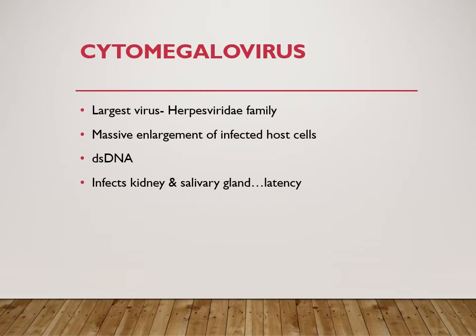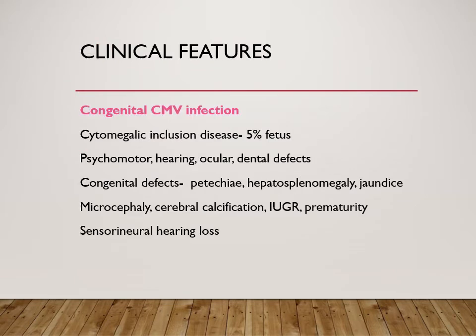Now comes the cytomegalovirus. Cytomegalovirus belongs to the herpesviridae family, and it is the largest virus. Cytomegaly means the enlargement of the cell. So there is massive enlargement of the infected host cells. It is a double-stranded DNA virus, and it infects the kidney and the salivary gland. It also shows latency. All the members of the herpesviridae usually show latency. So it also has latency.